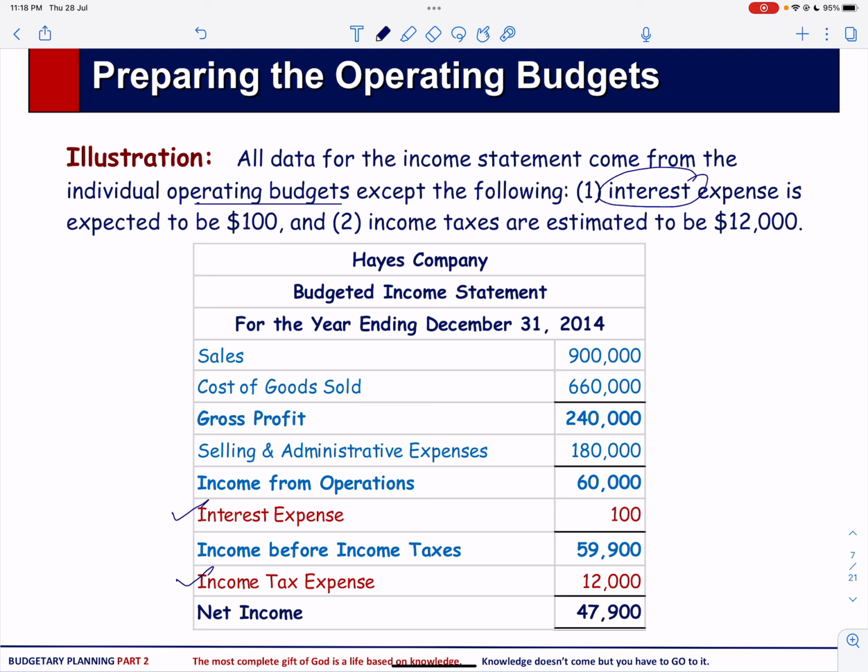So we have the sales minus cost of goods sold. This gives us gross profit, minus selling and administrative expenses gives us income from operations. Then we subtract the interest expense and we get the income before income taxes, and then we subtract the income tax expense, and finally we get the net income.